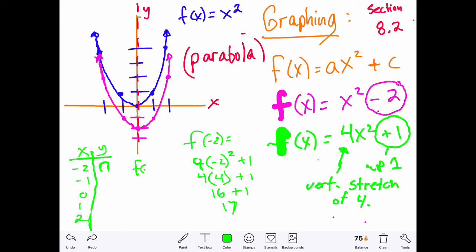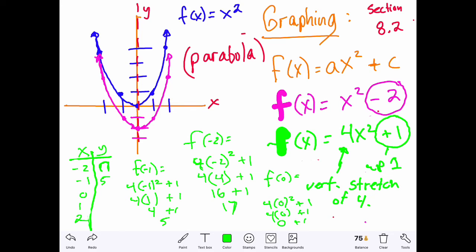Let's do f of -1. Well, that would be 4 times -1 squared plus 1. Notice I'm plugging -1 in for every x in the function. Okay, exponents first, -1 squared 1. Then I'm going to multiply second, 4 times 1, 4, plus 1, 5. And let's do f of 0. 4 times 0 squared plus 1. 0 squared is 0, multiplied by 4 is 0, and then plus 1 is 1.